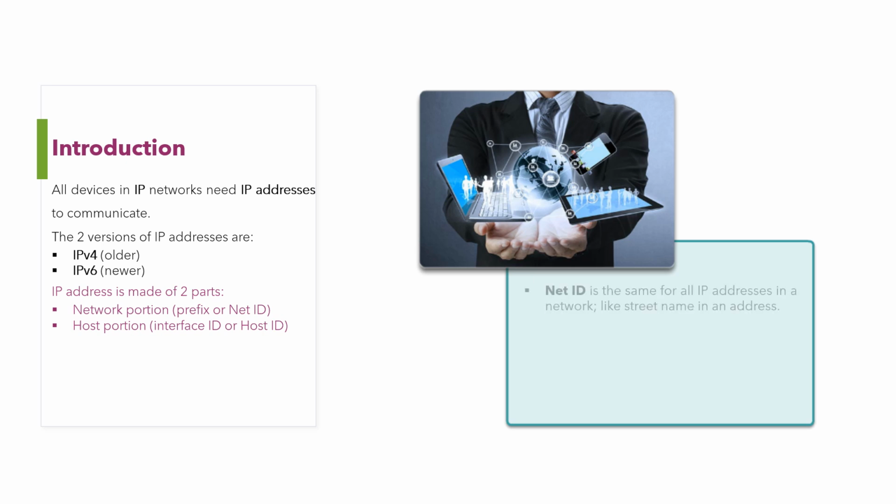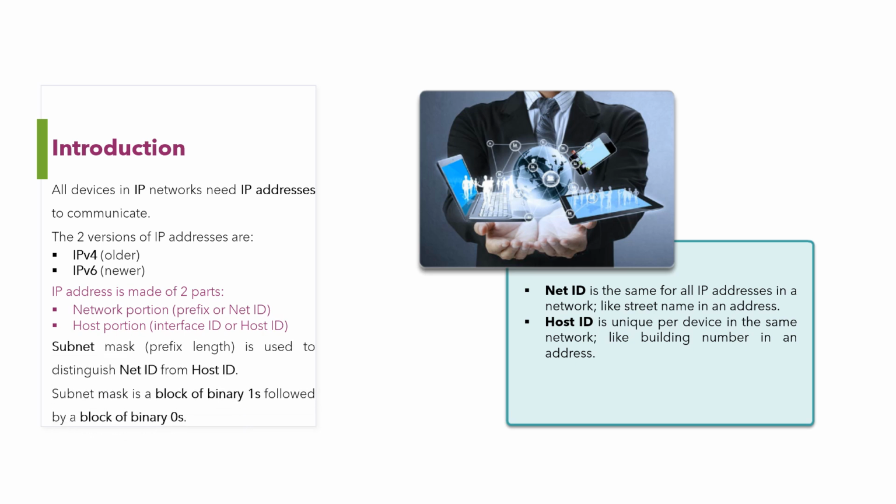Net ID is the same for all IP addresses in a network. Host ID is unique per device in the same network. Subnet mask or prefix length is used to distinguish net ID from host ID. Subnet mask is made of a block of binary ones followed by a block of binary zeros. Binary ones in the subnet mask point to the net ID, and binary zeros in the subnet mask point to the host ID portion of the IP address.